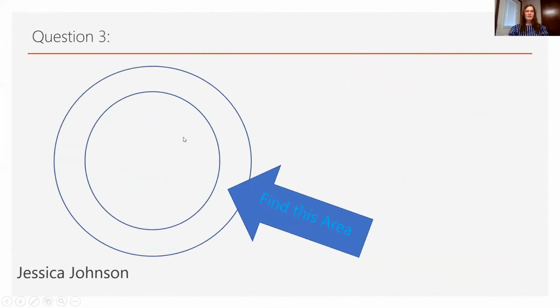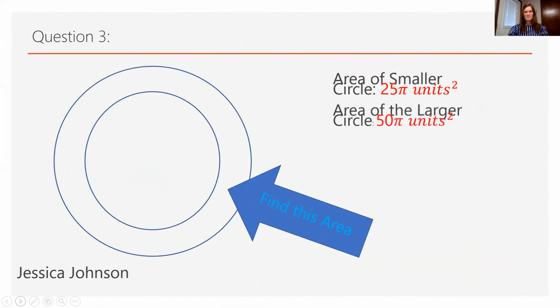We need to find the area in between the small circle and the large circle, this area right here. To do this, we're going to take the area of the larger circle, which is 50 pi units squared, and subtract the area of the smaller circle, which is 25 pi units squared, to equal 25 pi units squared. I don't know if you noticed or not, but the smaller circle has an area of 25 pi units squared, and the region between the two circles also has an area of 25 pi units squared. I just thought that was neat and interesting. Gotta love math.